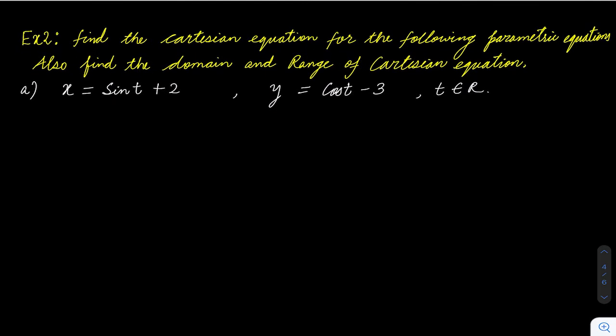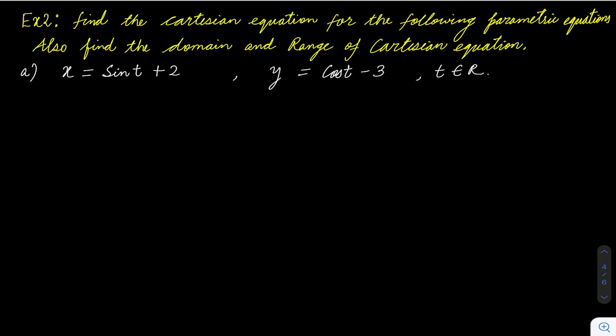Okay, let's try the last question. Parametric equations can also be given in trigonometric forms, as you can see in this. So x is given as a function of t, that is sine t plus 2, and y is given as a function of t, that is cos t minus 3, where t is some real number. And we have to find the Cartesian equation, domain and range. Same question.